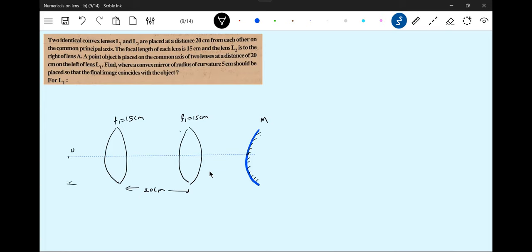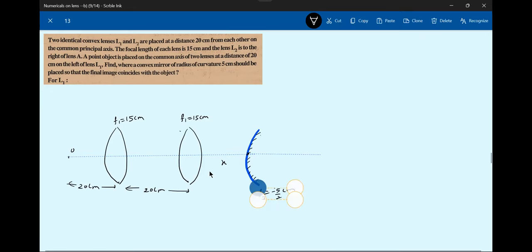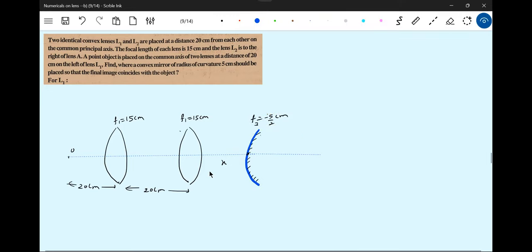A point object is kept here. Find where a convex mirror of radius of curvature 5 centimeter, which means focal length F3 is minus 5 by 2 centimeter, should be placed so that the final image coincides with the object. Again, the basic idea is really testing us here now. Two lenses are there, and the final image. It is good practice: you have mirrors, lenses, lens equation, mirror formula, all being applied. He's asking you to calculate this distance.